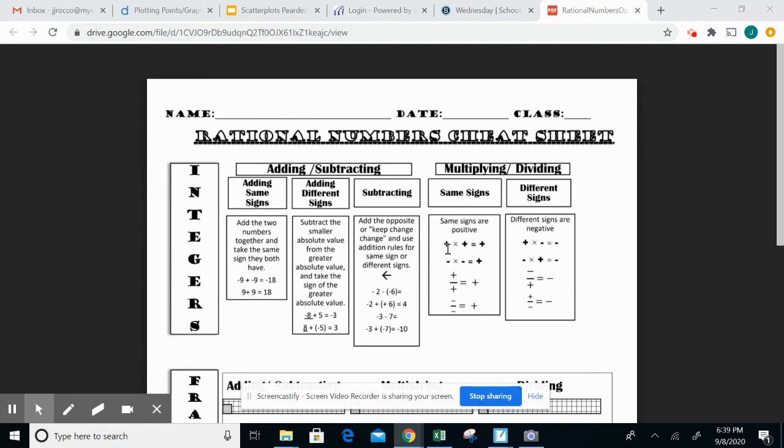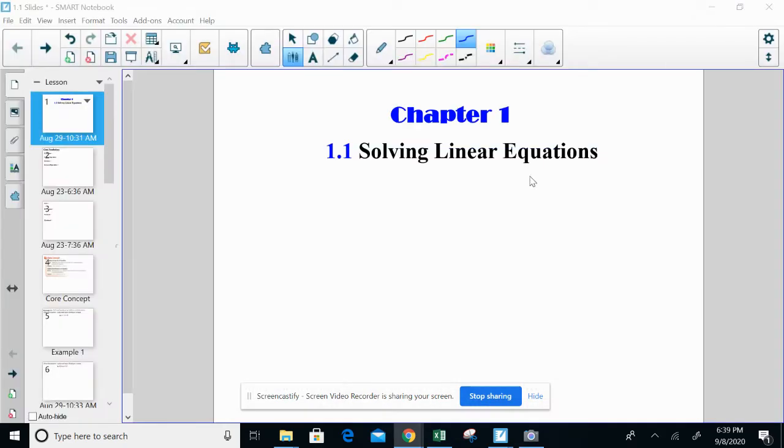If you have a positive and a positive, it's going to stay positive. A negative times a negative, it's going to be positive. Positive divided by positive remains positive. Negative divided by negative becomes positive. And so basically here's the rule. If your signs are the same, it's going to end up being positive. If they're different, it's negative. So let's look at a couple of examples here.